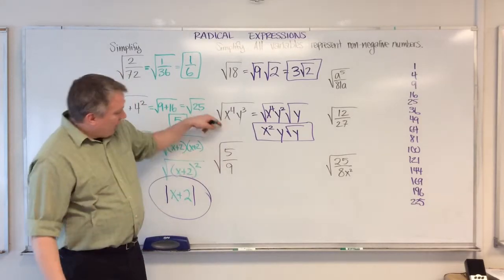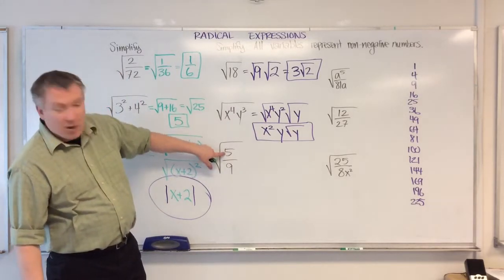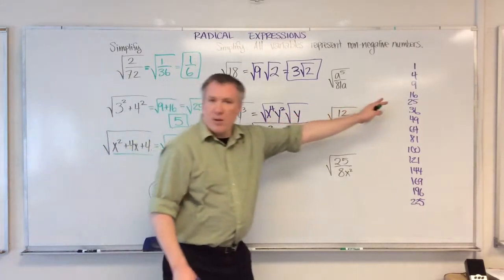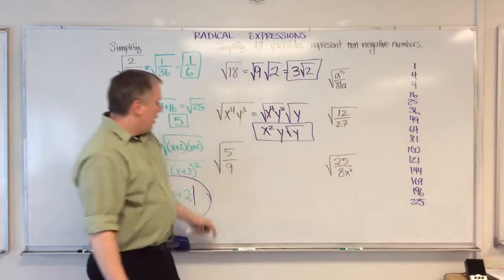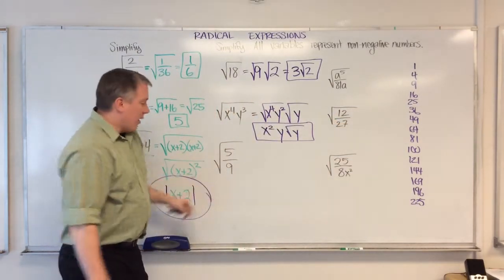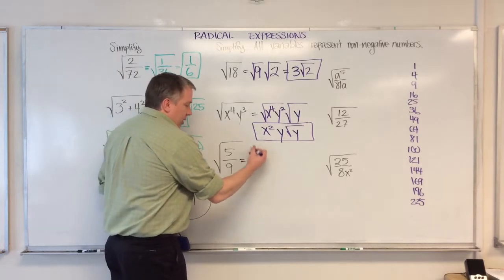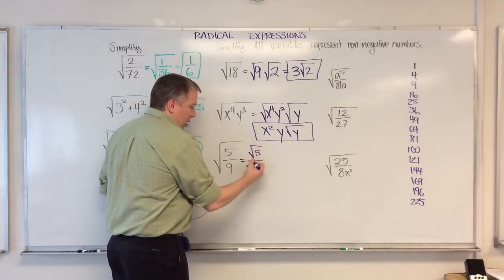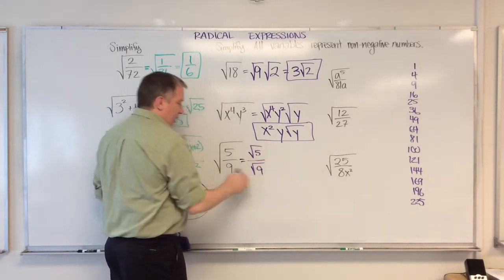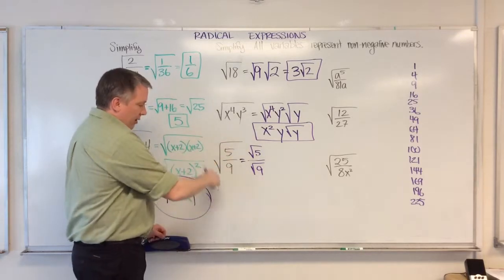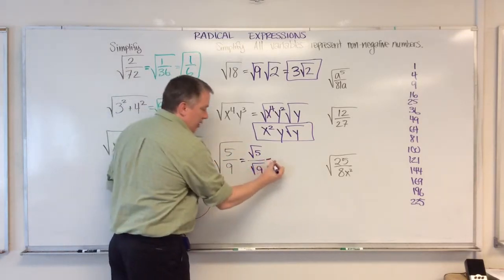Moving on. Okay, looking here. I can't do anything with 5. None of those numbers go into 5. None of them. But I can do something with the 9. So what I'm going to do is split this into 2 square roots. I'm going to take the square root of 5 on top and the square root of 9 on bottom, and I can do something with that 9.